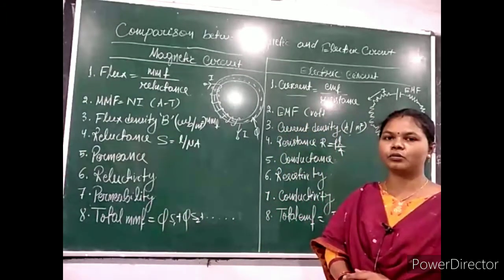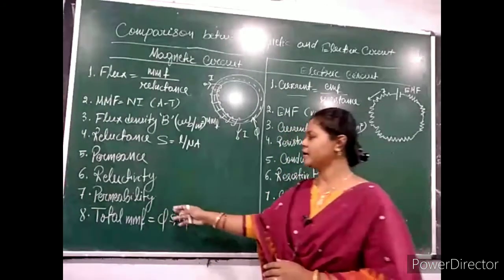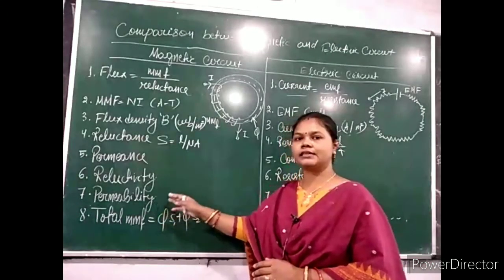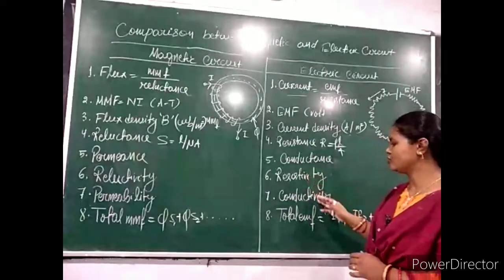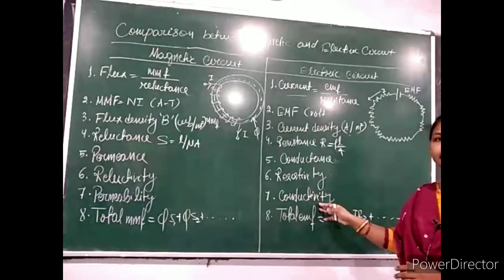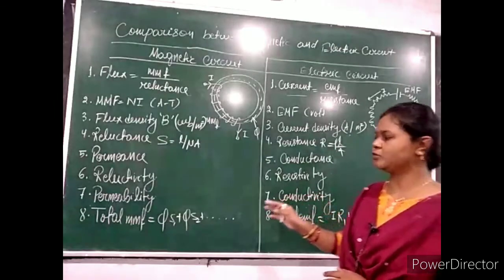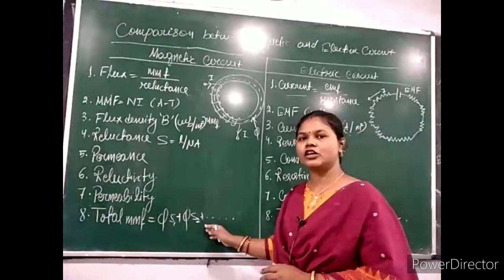Then come to the seventh point, permeability, that is mu. Permeability in a magnetic circuit is analogous to conductivity in an electric circuit.